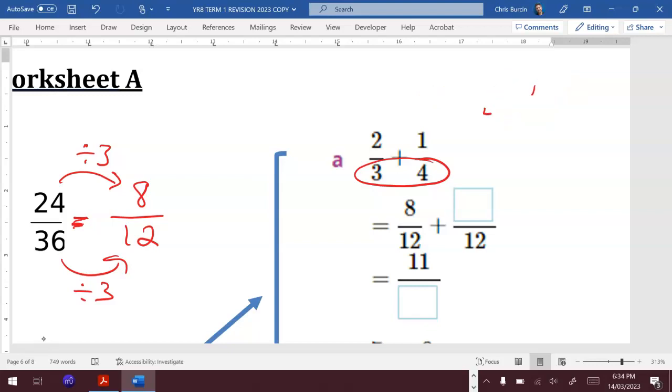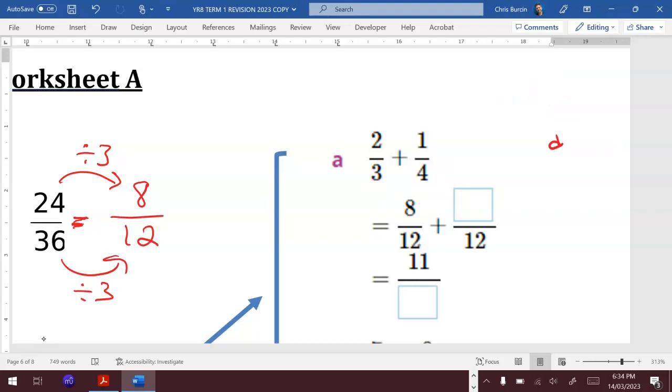With small numbers like this, you'll always find that if you multiply the denominators together, that will give you a common denominator. It won't necessarily be the smallest, and I'll show you that in a second, but it will work. You will get a common denominator.